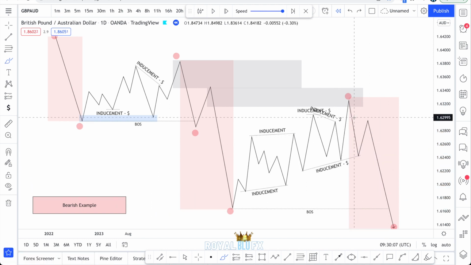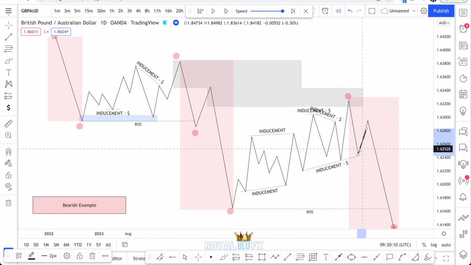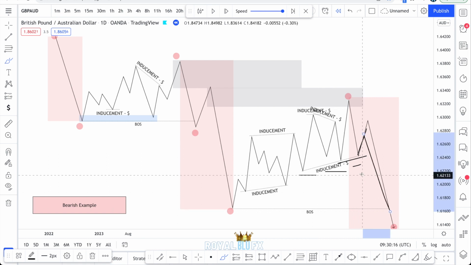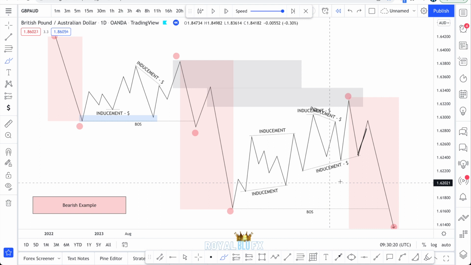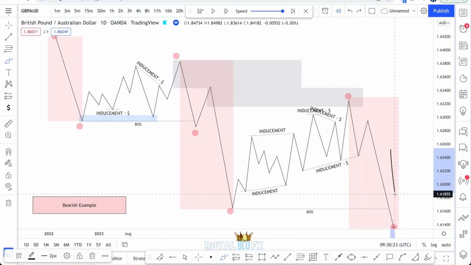Now once that price started to push down, it created more inducement here. All right, there's stop losses here, here, and here now. And the market just comes down and takes everyone out here and here. Whoever bought at those areas. And prices just continue expanding to the downside.